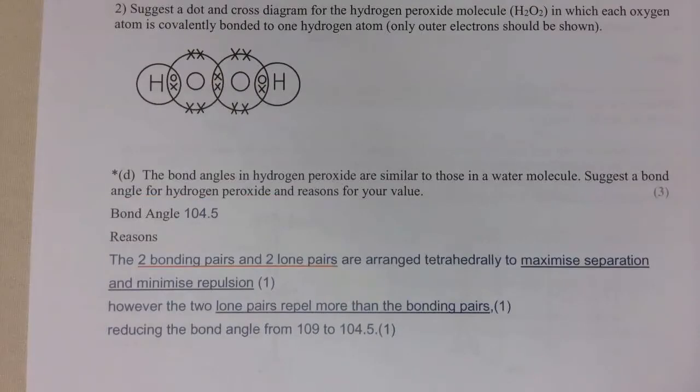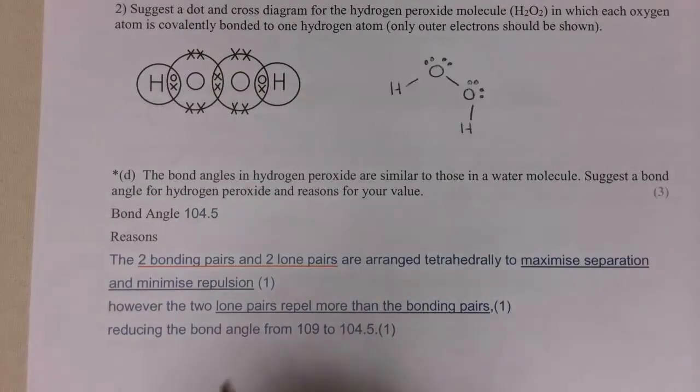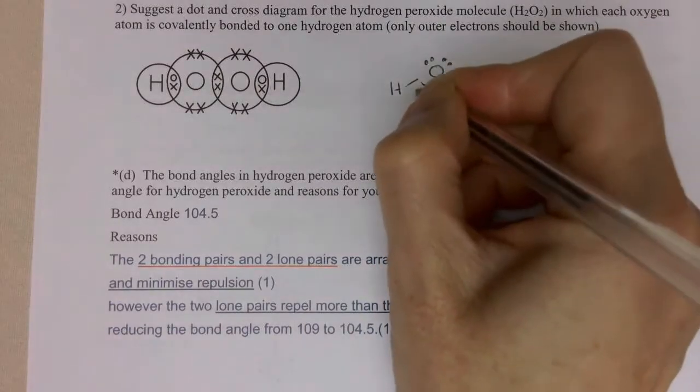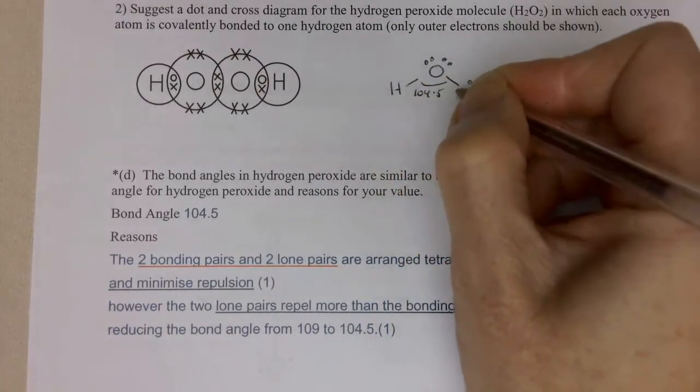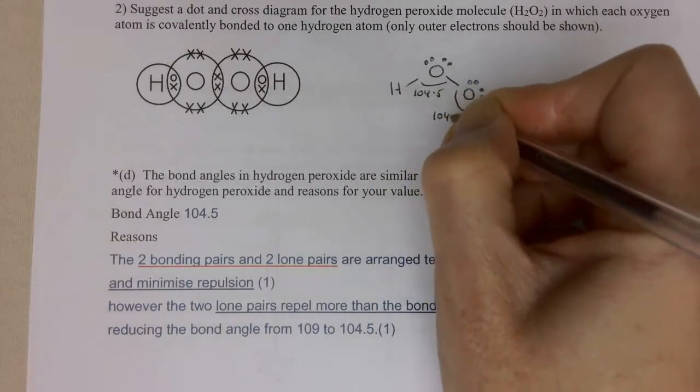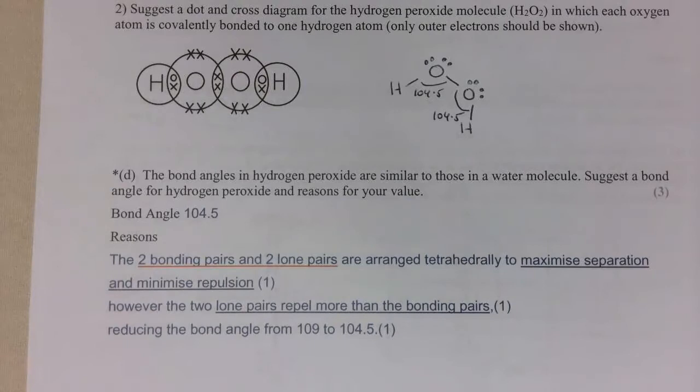And it's the same for the peroxide molecule H2O2, where the bond angle again is 104.5. No matter which one we're looking at, this one or this one, they are still 104.5. And we have the same argument. Bonding pairs and lone pairs arranged tetrahedrally, but the lone pairs repel more than the bonding pairs. Again, the lone pair repulsion is greater than lone pair bonding pair, or bonding pair repulsion. So therefore, the bond angle is reduced from the expected 109.5 for a tetrahedral to 104.5.